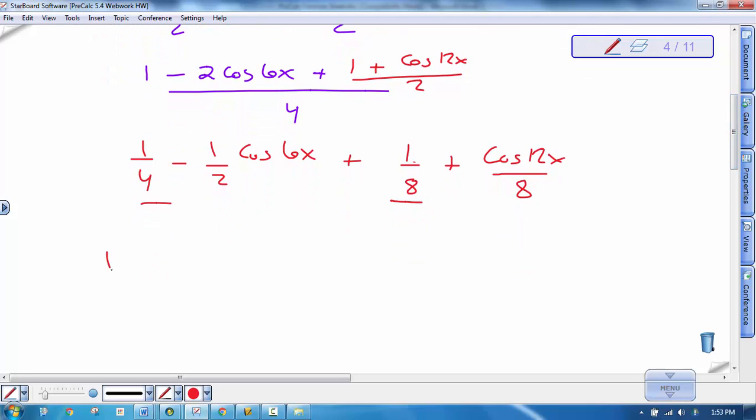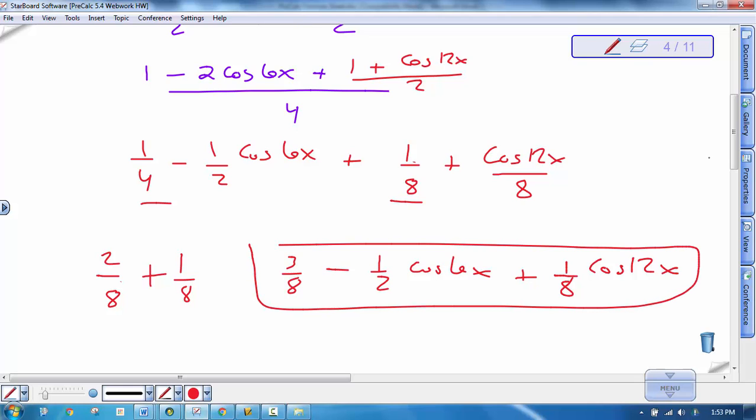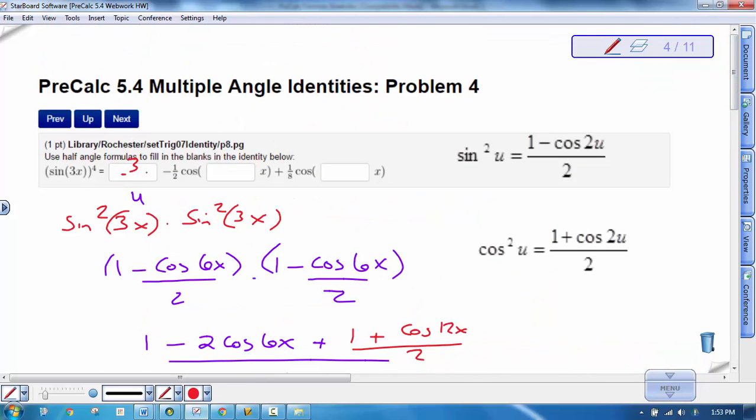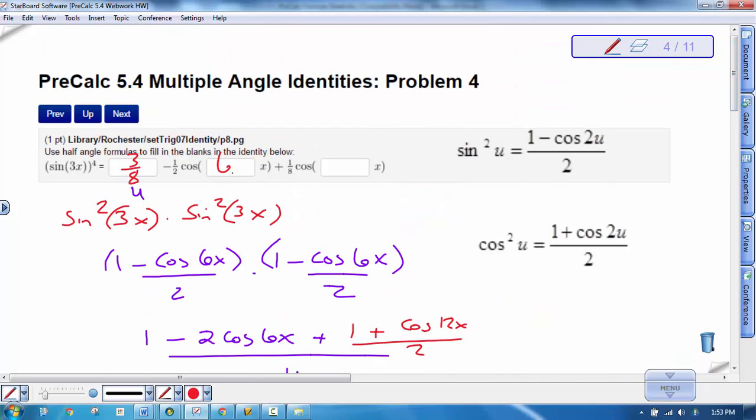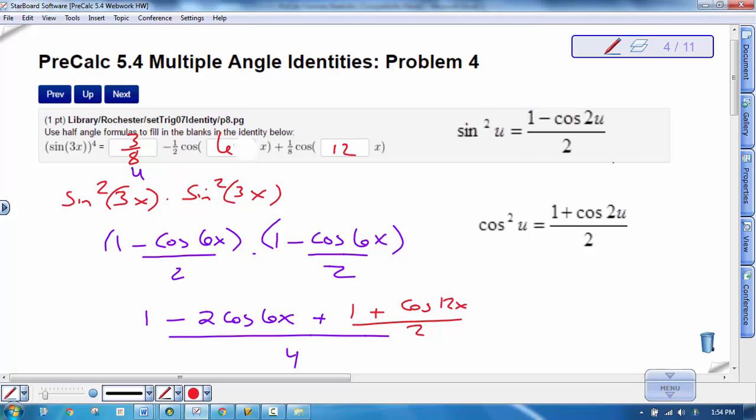So now I just need to combine the constant terms. So 1/4 and 1/8. To add those together, I need a common denominator and multiply top and bottom by 2. And that gives me 3/8. So I end up with 3/8 minus 1/2 cosine of 6x plus 1/8 cosine of 12x if I write it in the form that the Webwork wants for this. So up here, I'd put 3/8 here, negative 1/2. This would be 6x right here, or 6. And then I have, it looks like a 12 right here.